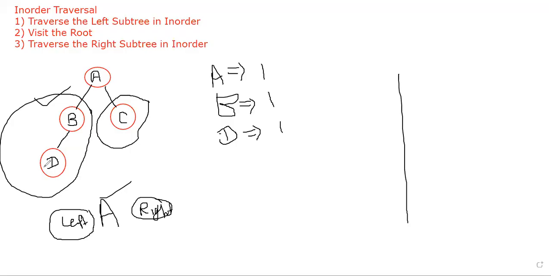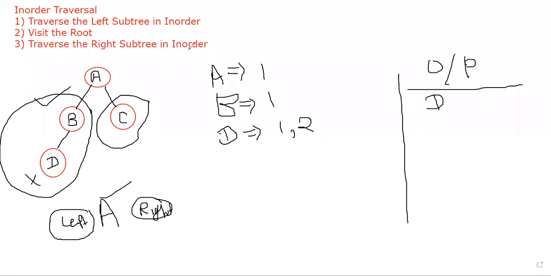Now we come to D. For D, traverse the left subtree. The left subtree is empty here. As the left subtree is empty, we come to the second step. What is the second step? It says visit the root. When we visit the root, we print the value. This is the output of the traversal. So right now D is there.